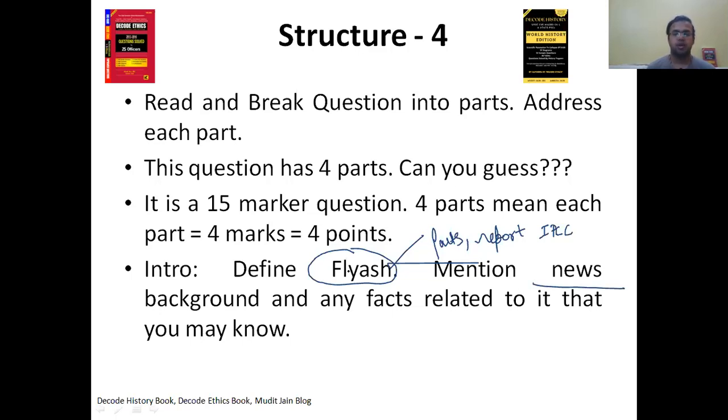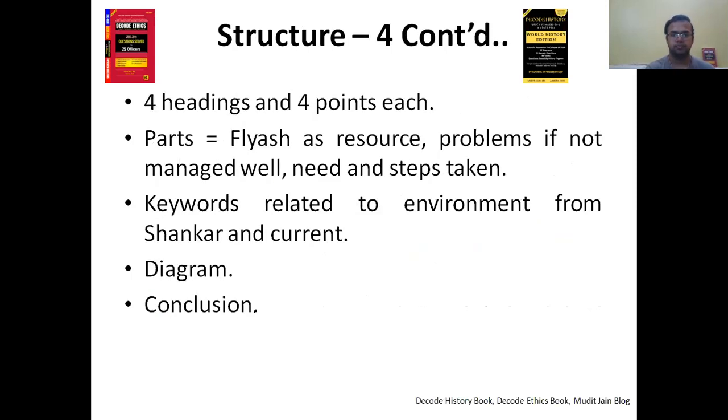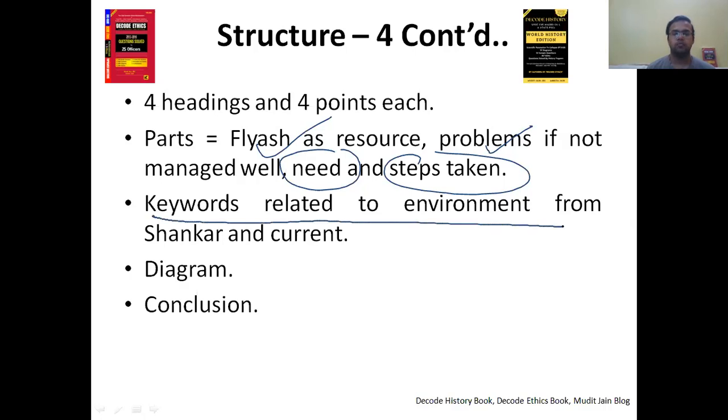Then mention the news background. I think there was some policy in some particular state or the center came with some policy that fly ash will be used in road construction. So you have to mention that news background in this answer. The four parts: fly ash as resource, problems if not managed well, the steps taken by government, and what more needs to be done. Keywords, very simple, they will come from Shankar and current affairs.